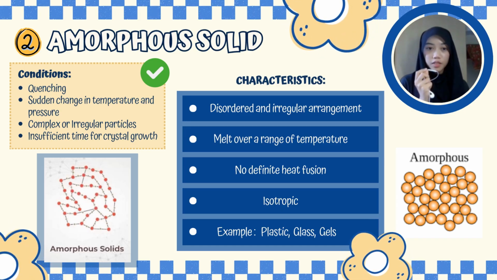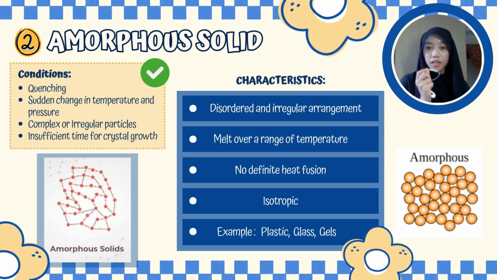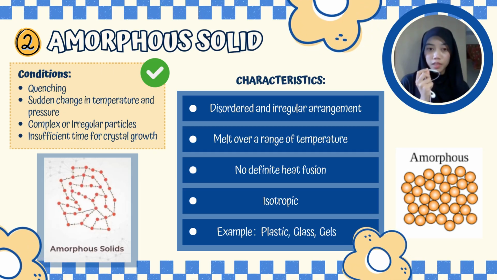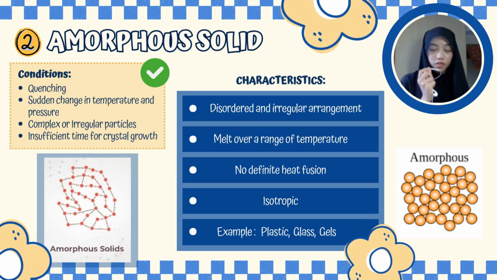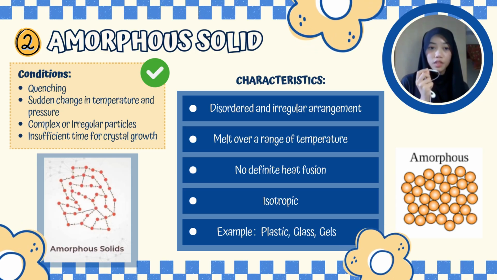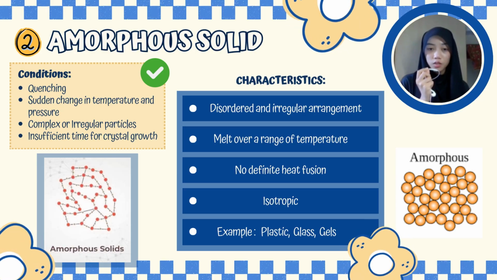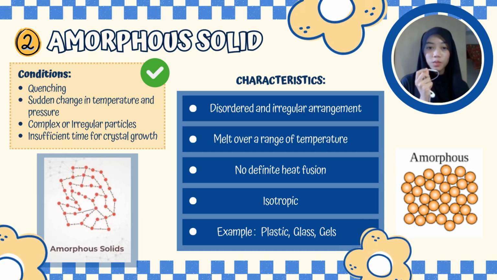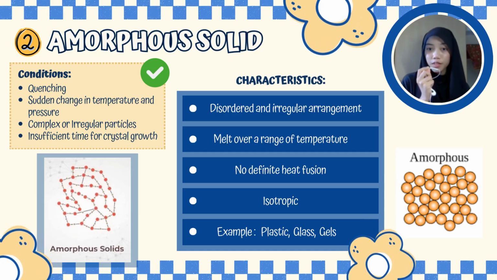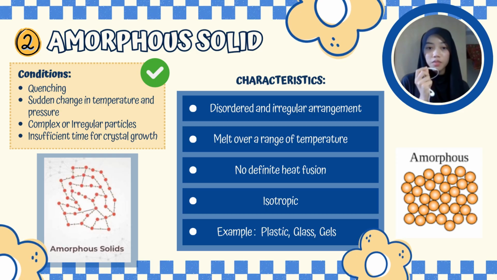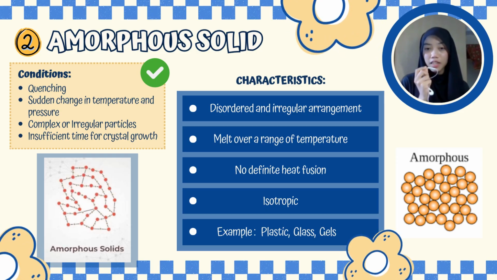Here are the characteristics when amorphous solids are formed. It has a disordered and irregular arrangement. It melts over a range of temperature. It has no definite heat of fusion, and it's isotropic. It means it has uniform properties in all directions and orientations. Examples are plastic, glass, and wood.